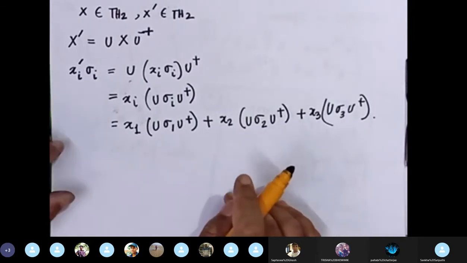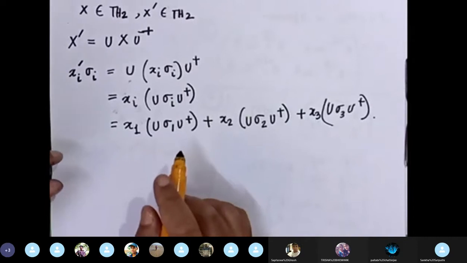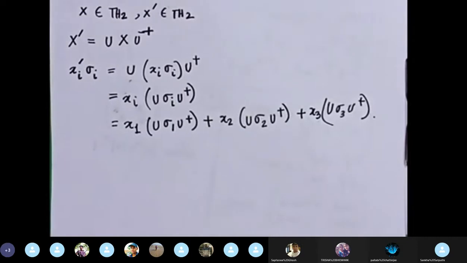Do x and u commute? Which x? x_i, this one. x_i is a real number. Oh, okay. Sorry.